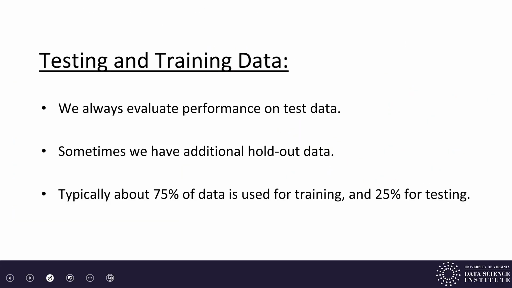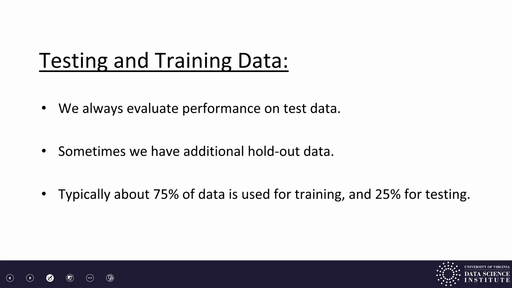So testing and training data principles, we always evaluate performance on the test data. Sometimes we have an additional what's called holdout data set, and we evaluate our different algorithms and we optimize and set the parameters, something we'll talk about, on our training and testing data, and then we have a separate data set that we don't look at until later, and that's what we do our final testing on.